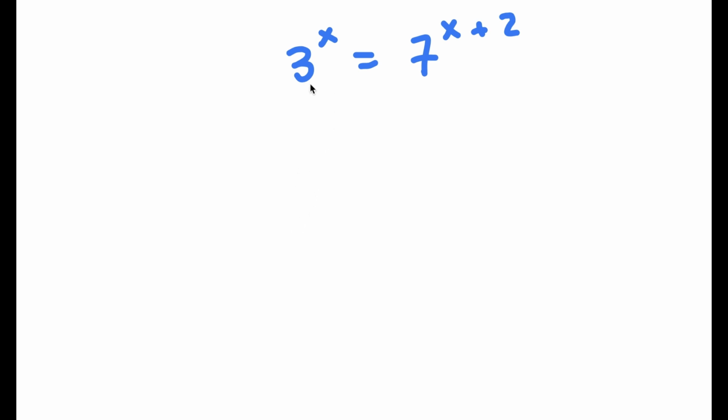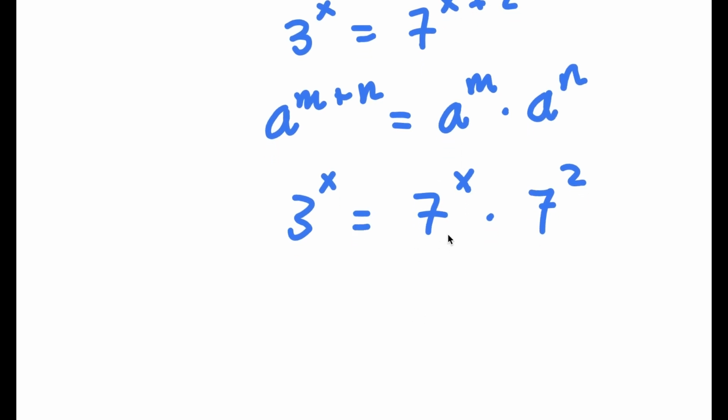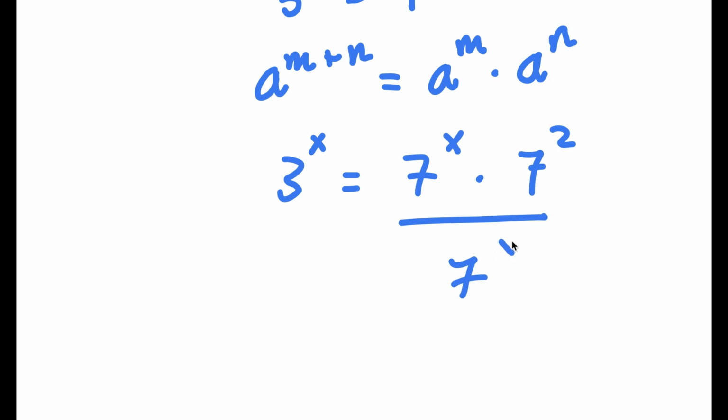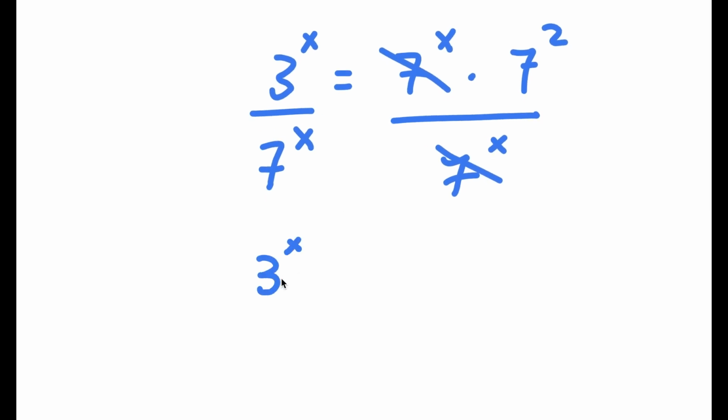Alright, so in this problem, I have 3 to the power of x is equal to 7 to the power of x plus 2. So to start, if I have something in the form a to the power of m plus n, this is equal to a to the power of m times a to the power of n. So 7 to the power of x plus 2, we can rewrite as 7 to the power of x times 7 to the power of 2. Now, I'm going to go ahead and divide both sides by 7 to the power of x. So then these two cancel out, and now I'm going to be left with 3 to the power of x over 7 to the power of x is equal to 7 squared.